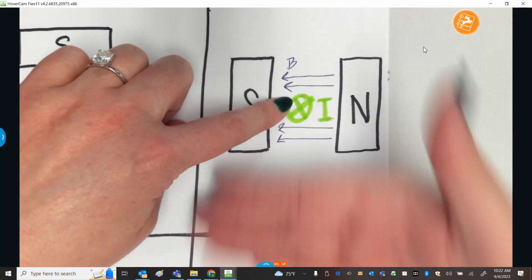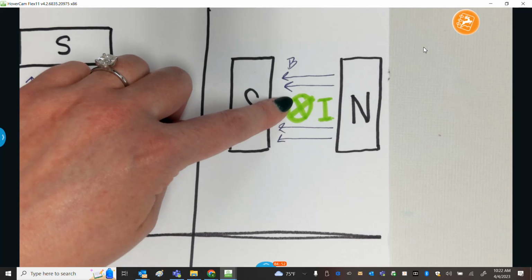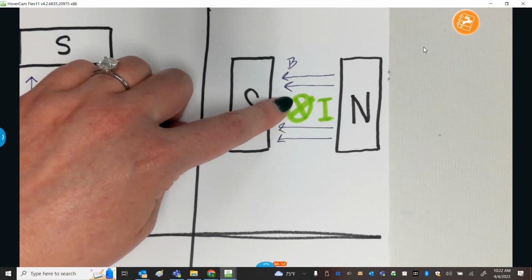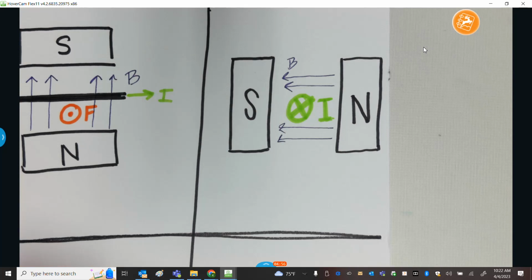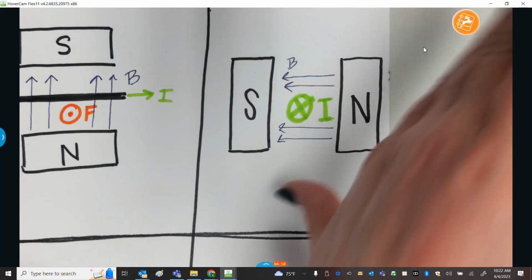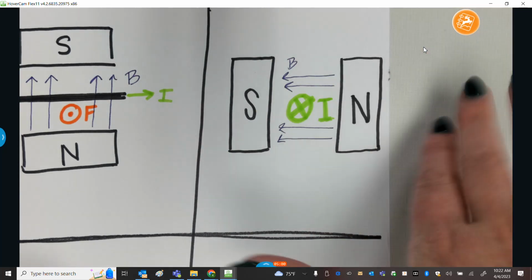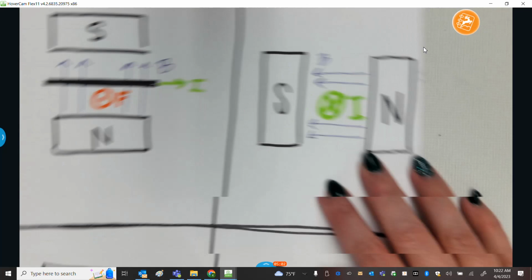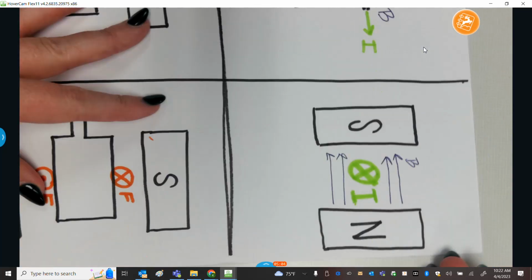Guys, what does this X symbol mean? That is going into the page. So my thumb has to go into the page, and this gets really awkward because I'm having a hard time turning my hand like I need to. So I'm actually going to turn my paper. It's going to make it easier.